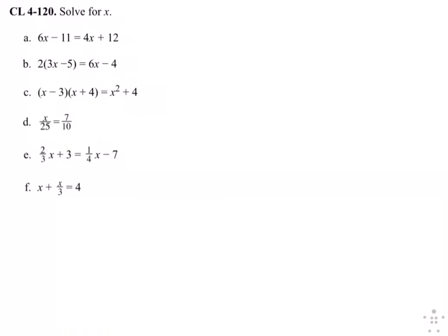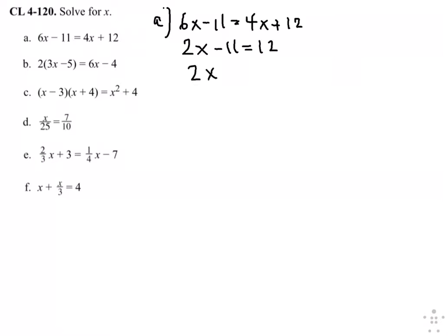Okay, for 120, they want us to solve these equations, so let's quickly go through these. A, I have 6x minus 11 equals 4x plus 12. Subtract 4x from both sides, we get 2x minus 11 equals 12. Add 11 to both sides, we get 2x equals 23. And divide by 2, and we get x equals 23 halves. And we can leave the answer just like that.